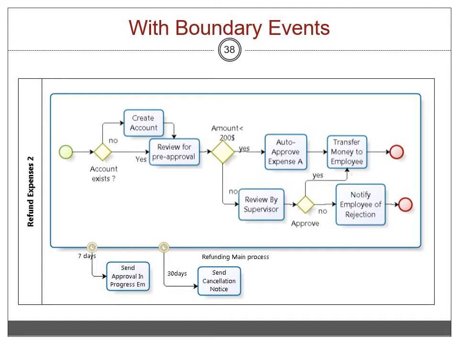And now be careful. The first timer event, 7 days, has dashed lines. If you look carefully, you see dashed lines, meaning it is non-interrupting. So the flow continues, but after 7 days, so if it takes more than 7 days, an email is sent and everything just continues. The timer of 30 days is interrupting, meaning that if the whole procedure takes 30 days, this timer will go off, everything will be stopped, and a cancellation notice is sent to the employee.